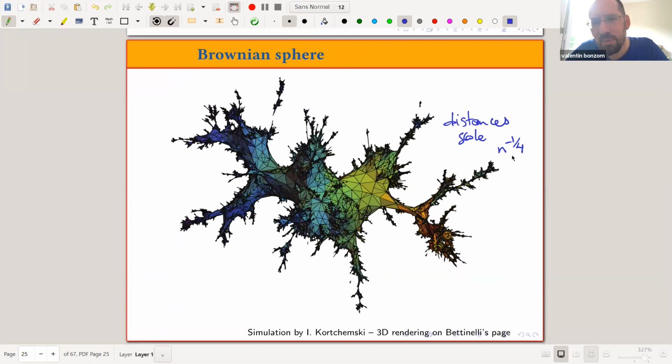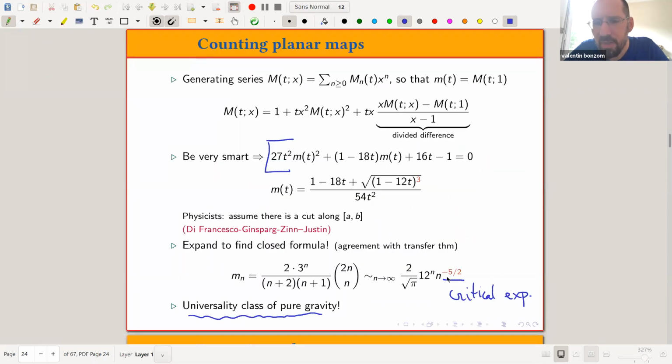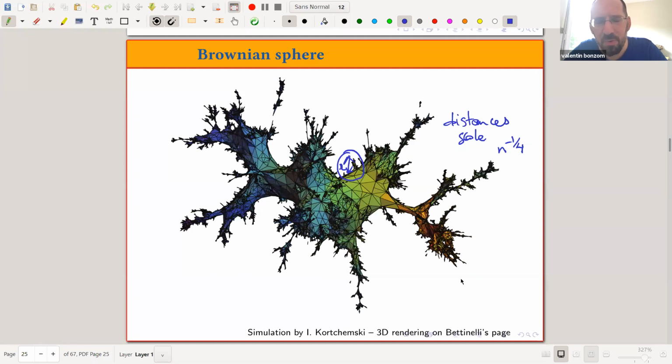But yes, if you want to know how distances scale, you take a point and a ball of radius r, and you want to know how many points you have in this ball of radius r, something like this. So you're right. In fact, it's not really related to the critical exponent that I gave you. I mean, maybe it is, maybe it's not. We don't really know. Okay, thank you.